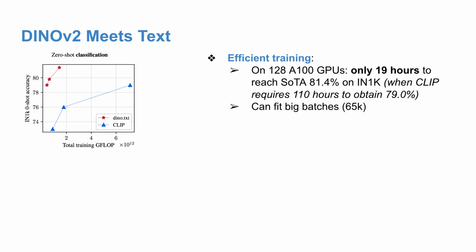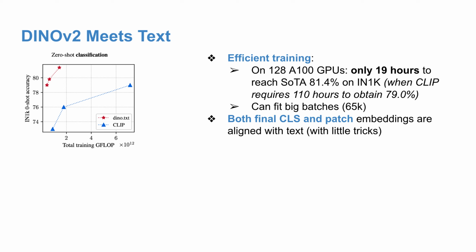Dino.txt is trained efficiently and only requires 19 hours to reach SOTA on ImageNet. As a point of comparison, CLIP requires 110 hours to obtain 79% when we obtain 81.4. Moreover, with our training, it is possible to fit big batches.